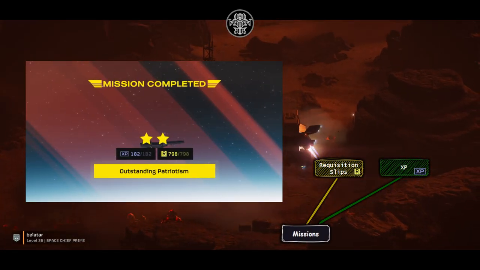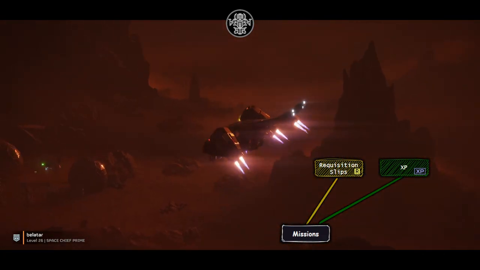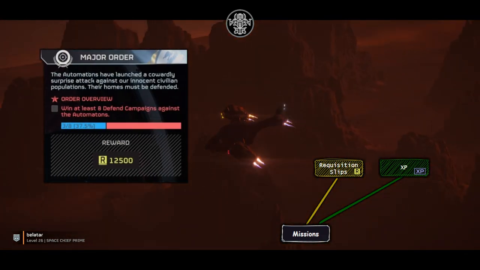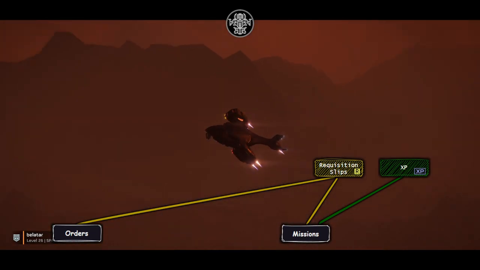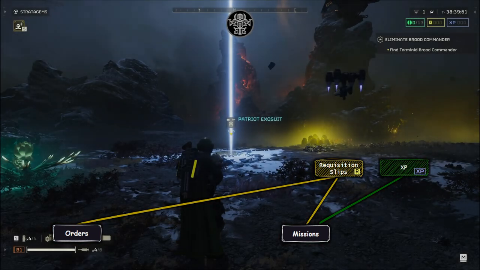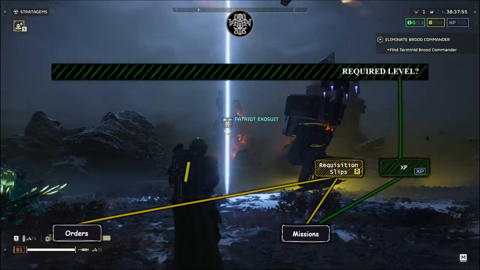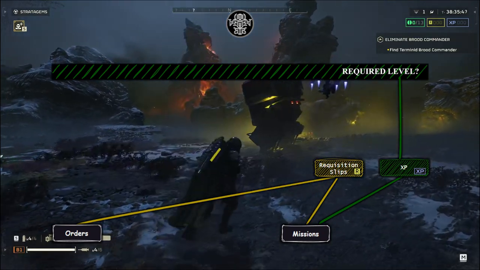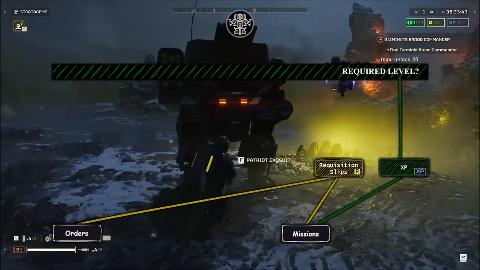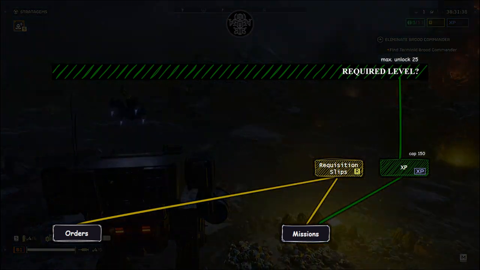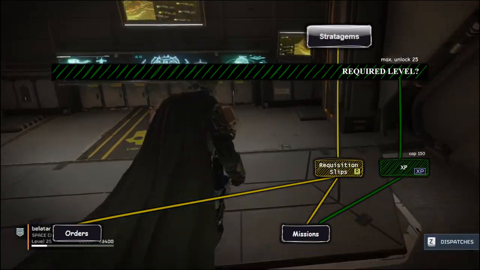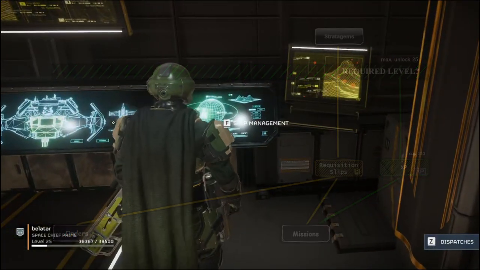Experience and requisition slips are gained from completing missions and bonus objectives. Requisition slips are sometimes rewarded for orders as well. With XP, your character gains levels which unlocks certain items and upgrades. Max unlock requirement at level 25. Max level is 150. Requisition slips are for buying stratagems at the ship management console.